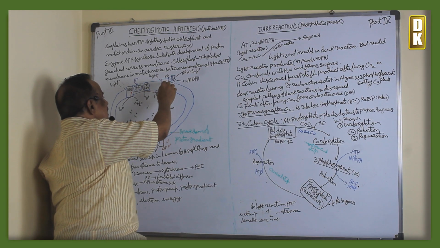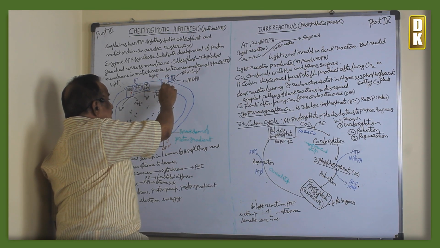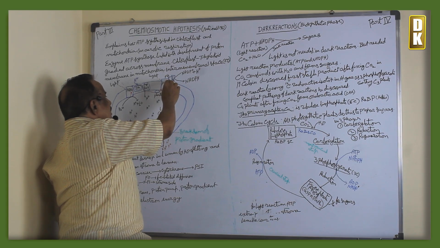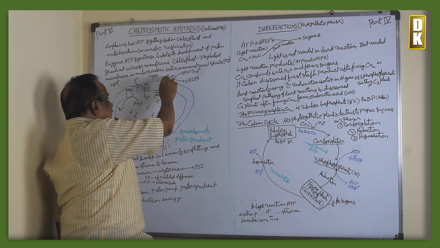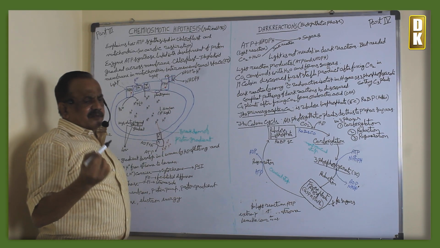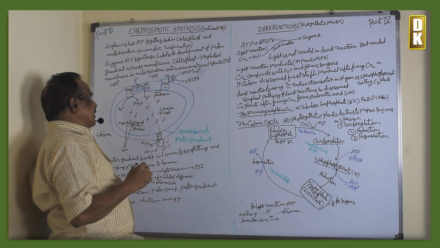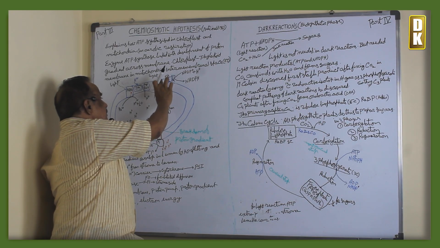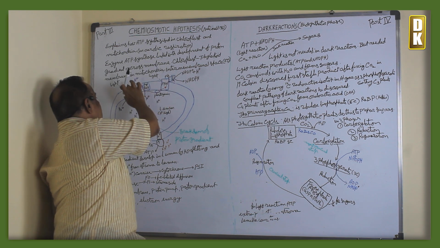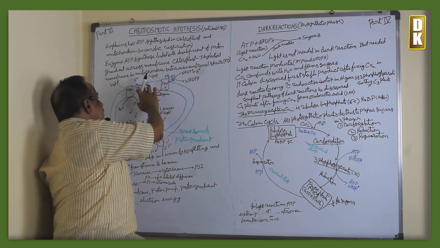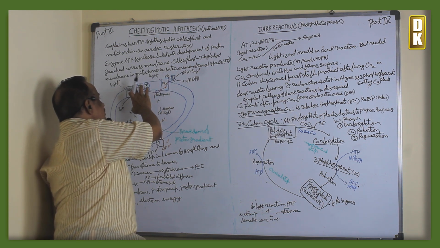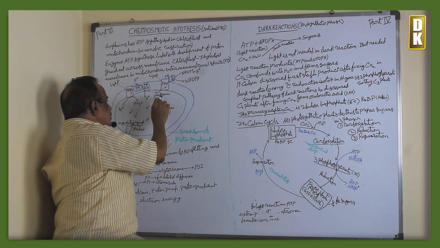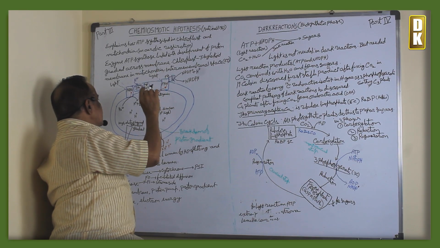That energetic electron will be received by the ferredoxin iron sulfur complex, ferredoxin, which is present outside the membrane. PS1 is present in the membrane, PS2 is also present in the membrane, cytochrome B6F is also in the membrane, plastoquinone is also in the membrane, only plastocyanin is inside the lumen.